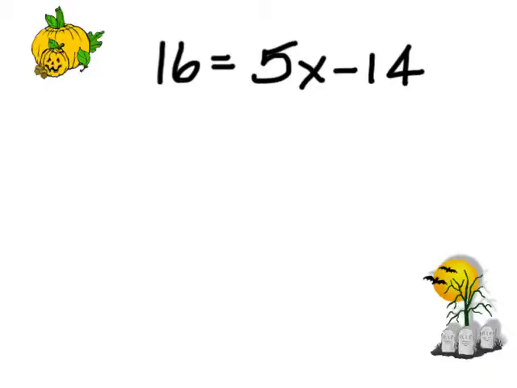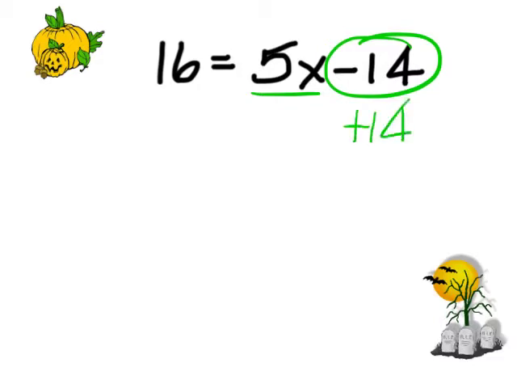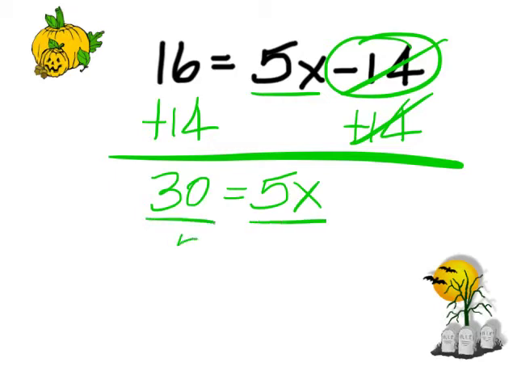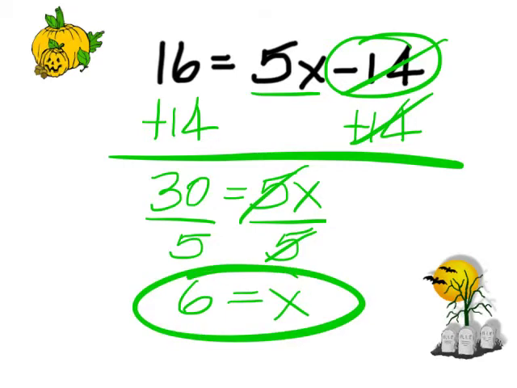Example problem number 8. The x term is on the right. What is with it is a minus 14. Do the opposite to both sides. Add 14. These cancel out. You're left with 30 equals 5x. Divide both sides by 5. Your answer is 6.